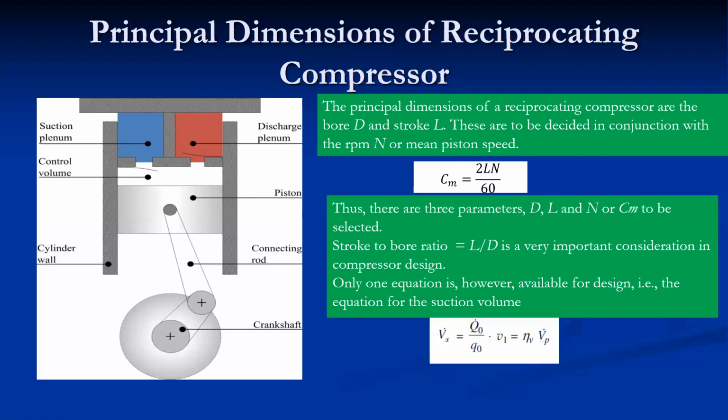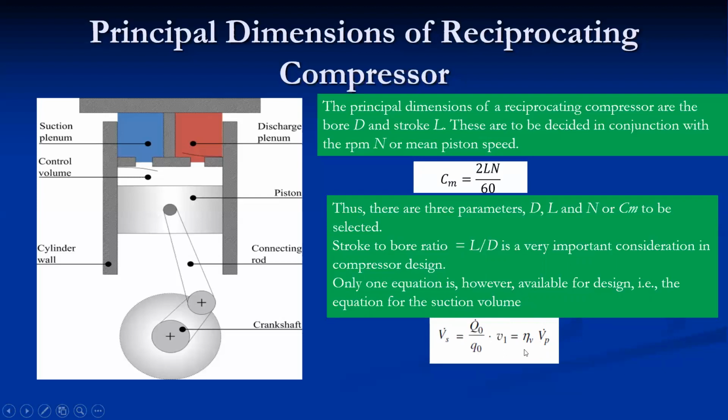That is the equation related to the suction volume, because that is directly connected with the mass flow rate. The suction volume is given by the mass flow rate, which is the refrigerating capacity divided by the refrigerating effect, into the specific volume. So mass flow rate into specific volume is equal to the suction volume, that is the actual volume inhaled. This is one expression we have to calculate the suction volume, which is related to the dimensions.